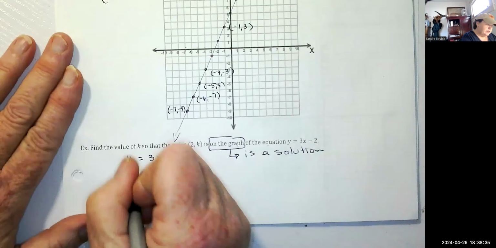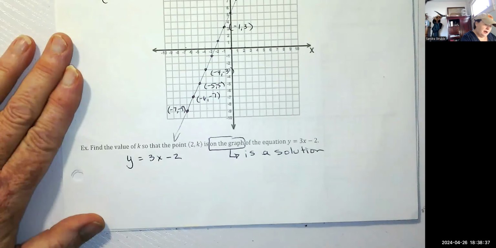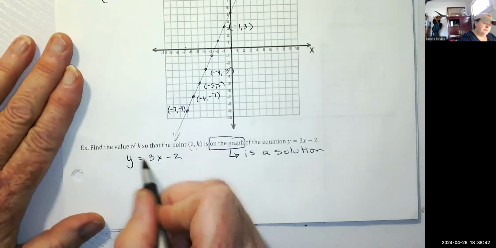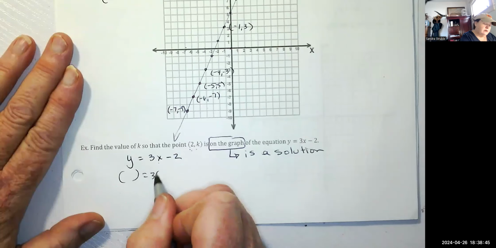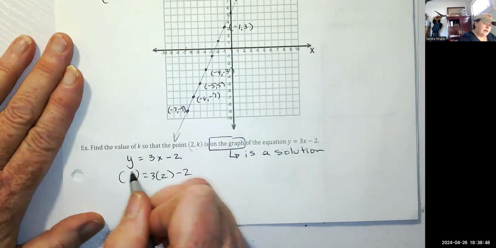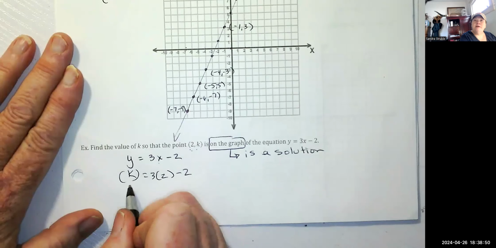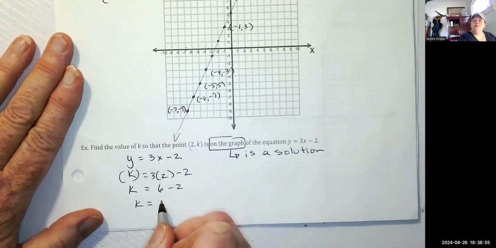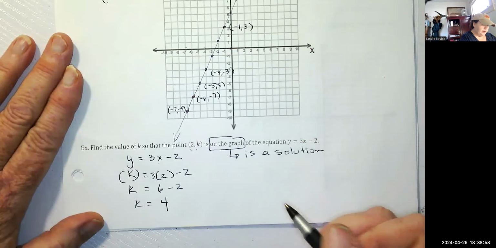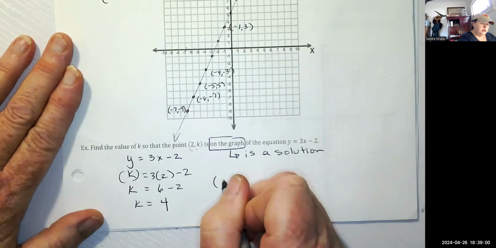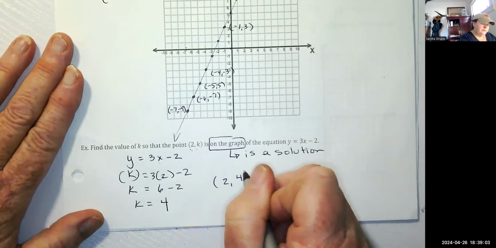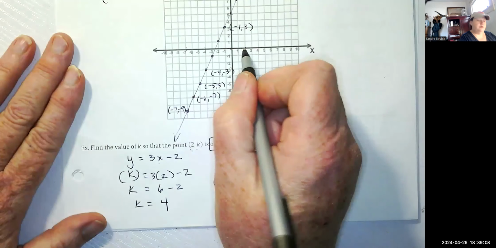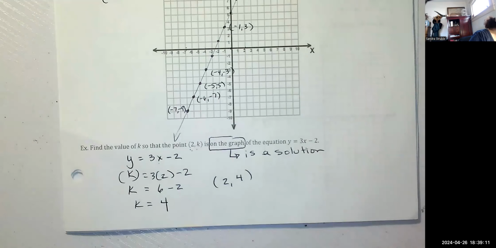So 2 is your x in this value, and k is our y, and we're going to solve for k. So k is equal to 3 times 2, which is 6, minus 2, and k is equal to 4. All right, so that means the point (2, 4) is going to be a solution. So 1, 2. Oh, no, it's not. What is that? Hold on, let me look at this real quick.